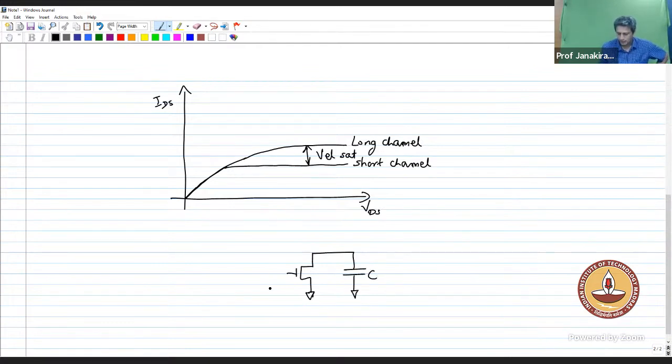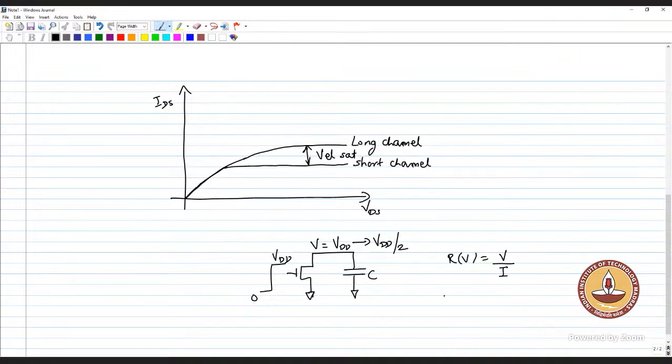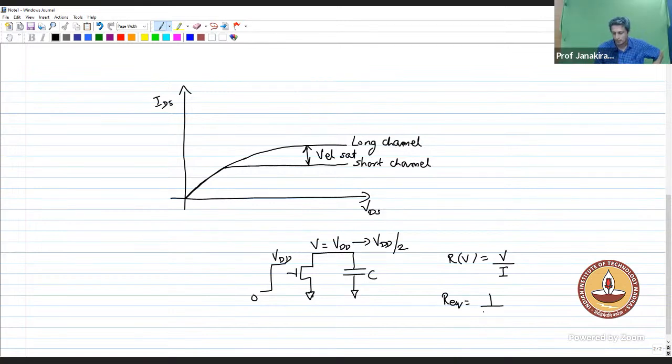this is C, and of course this has instantaneously gone to VDD. And this capacitor is dropping from VDD to VDD by 2, right? So you can do this in two different ways. One is you can calculate the instantaneous resistance for each voltage V, which is simply V by I. And you calculate the average resistance, R equivalent, as 1 by (VDD by 2) times the integral of R(V) dV.